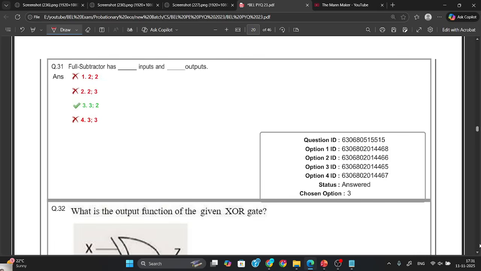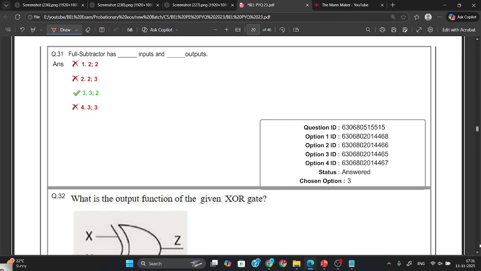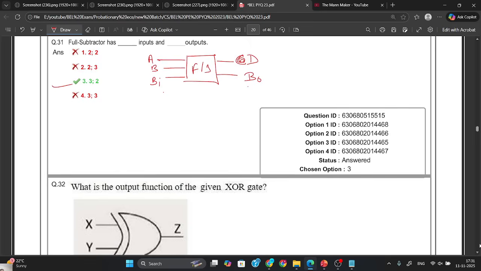Okay. A full subtractor has dash input and dash output. If we talk about a full subtractor, we have 3 inputs and 2 outputs: A, B, and this is your borrow in, and the outputs are the difference and the borrow out. So like that we have 3 inputs and 2 outputs. Option 3 is the right answer.